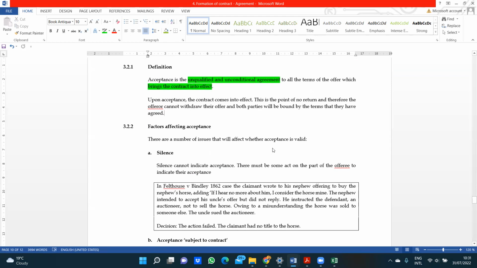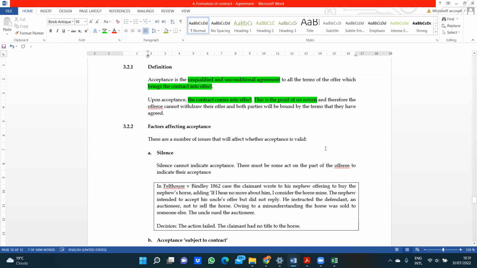Okay, so this is acceptance. Upon acceptance, the contract comes into effect. When there is acceptance, there's an agreement. When there is an agreement, there is a contract. Again, let me tell it again. When there is an acceptance, there is an agreement, and when there is an agreement, there is a contract. And so the contract comes into effect when there has been an acceptance of an offer. So this is a point of no return.